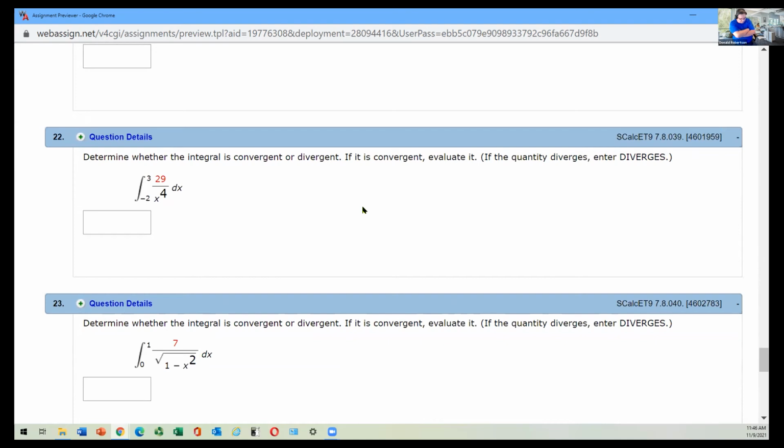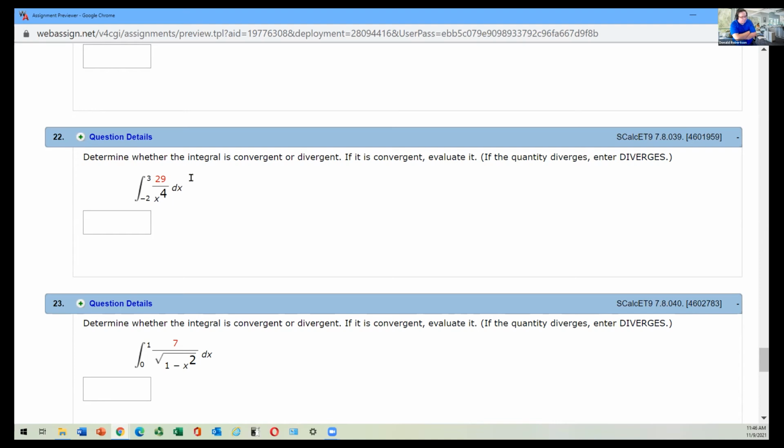Question 22. Where is the problem? It's a type 2 integral. I can tell it's a type 2. If these are numbers, won't it be a type 2? Because for a type 1, at least one of the limits is infinity. So if you don't see infinities, it's going to be a type 2.